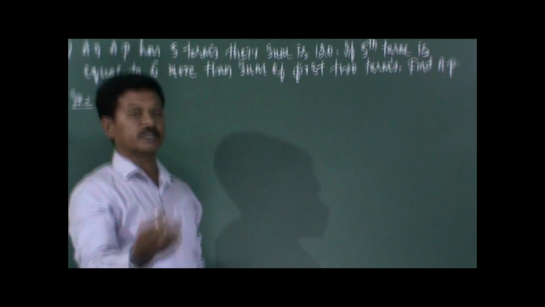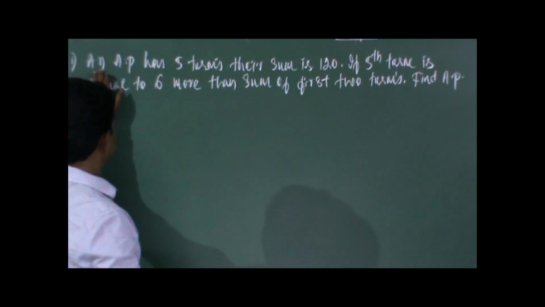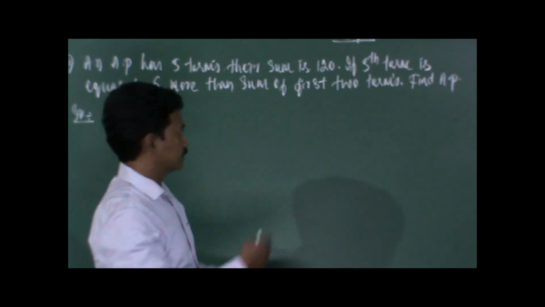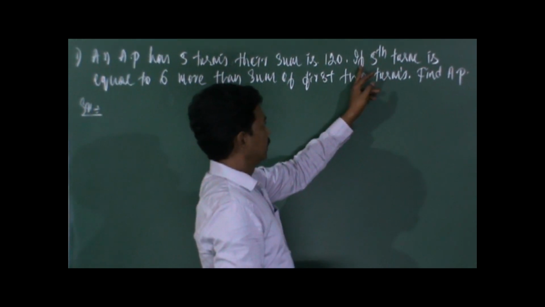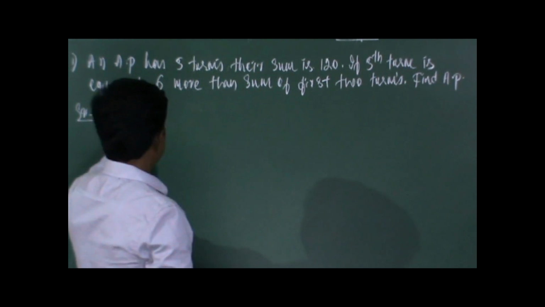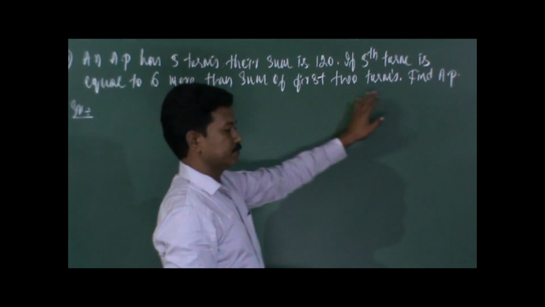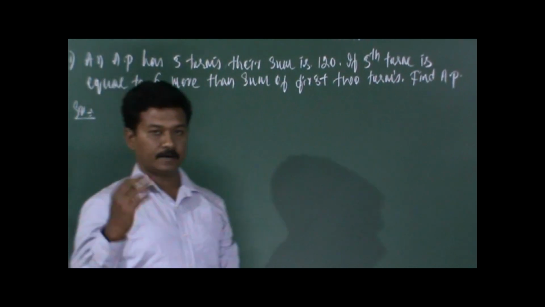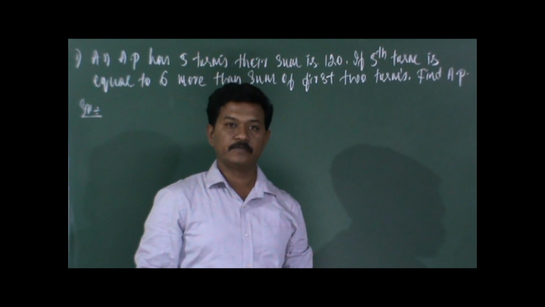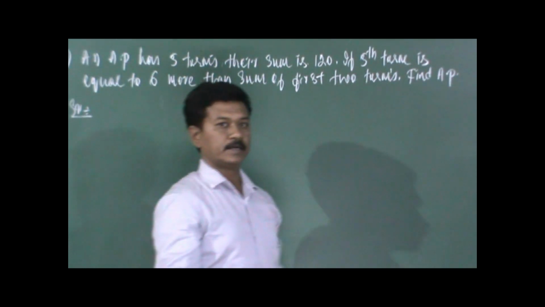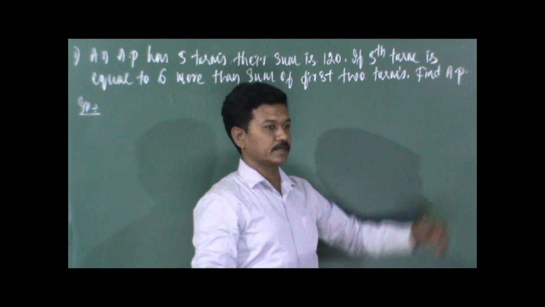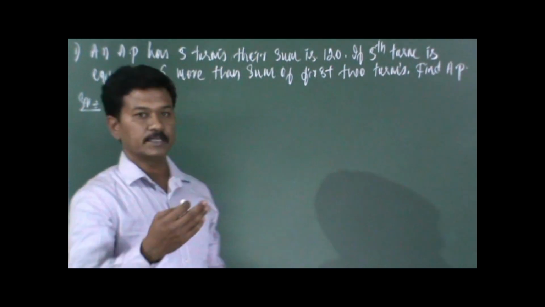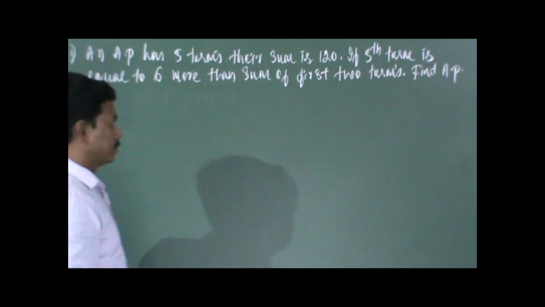So here 2 relationships are given. One relationship is: an AP has 5 terms, their sum is 120, this is the first relationship. And the second condition is: the fifth term is equal to 6 more than the sum of the first 2 terms. Using these 2 conditions you have to find out the first term, and then the common difference, because we have to find the AP itself. In order to find the AP, we need the first term and common difference. So read the statements very carefully, then tackle the problem.